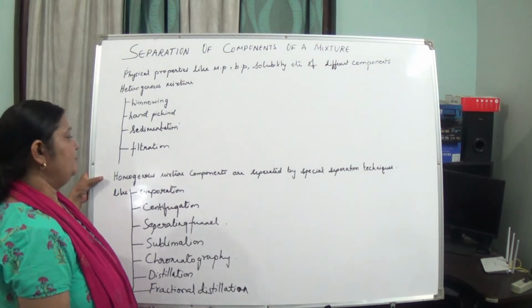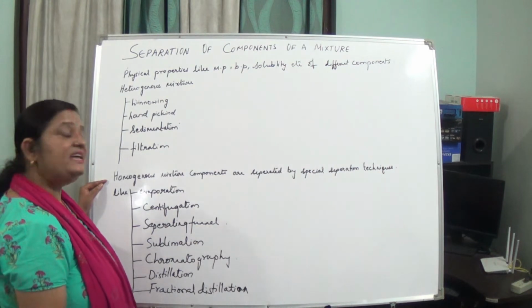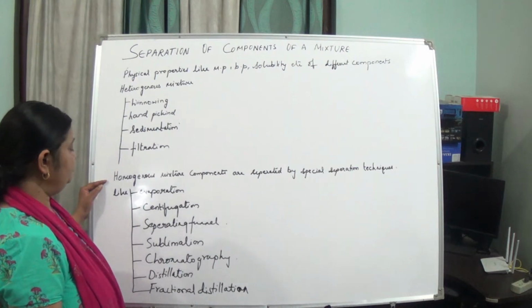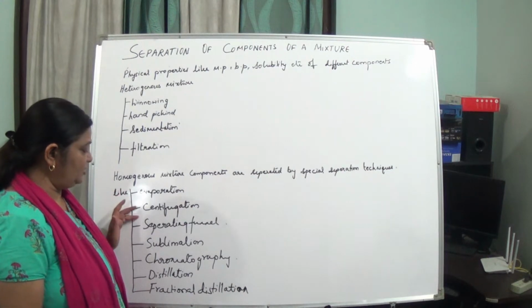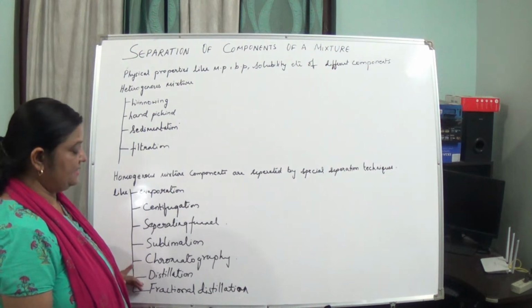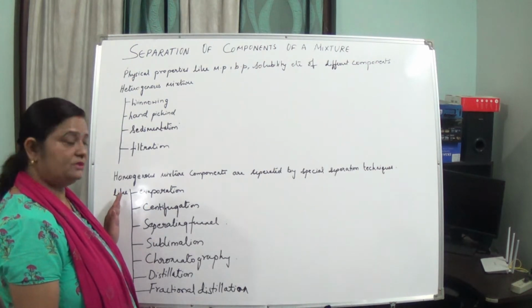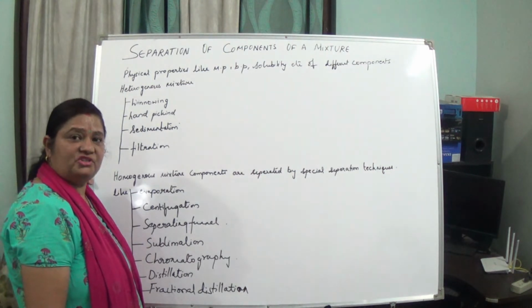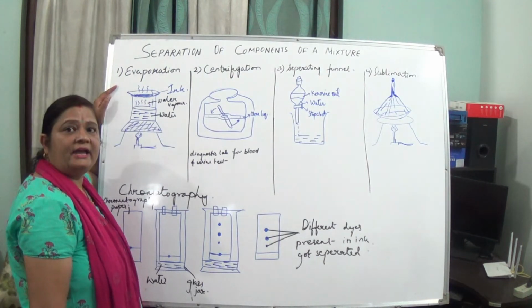Now homogeneous mixture. How can it be separated? Special techniques are used to separate homogeneous mixtures. The techniques which we will be studying are evaporation, centrifugation, separating funnel, sublimation, chromatography, distillation, and fractional distillation. One by one we are going to study all these separation techniques of a homogeneous mixture. So now we will be moving to the first separation method, that is evaporation.